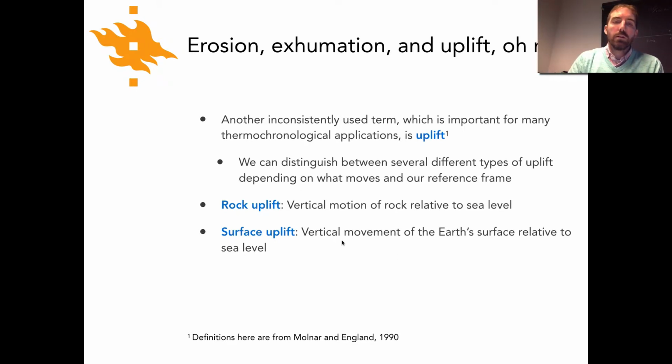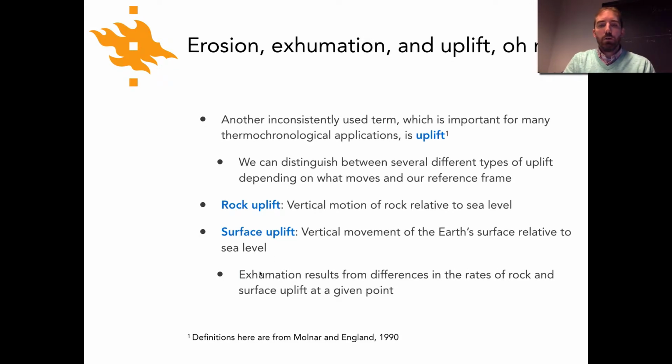So you might think these two things are one and the same, but if you have rock uplift and surface uplift that happen at the same rate, those two things can both move up, but you have no exhumation. When you start changing the rate of surface movement relative to the rate of rock uplift, then you start to get exhumation. So basically, exhumation is the difference between the rate of rock and surface uplift. If the surface is going up faster than the rocks at some depth beneath it, that means you must have some sediment filling in a basin or something like that.